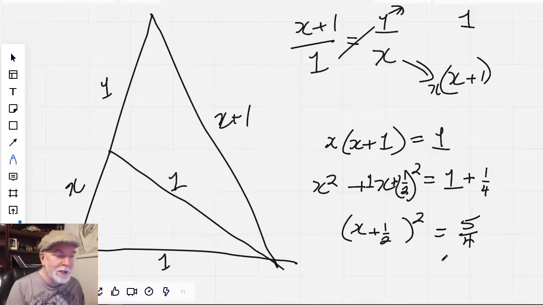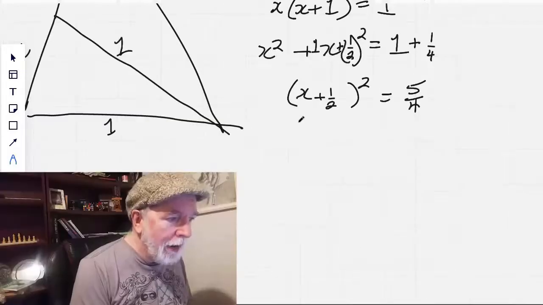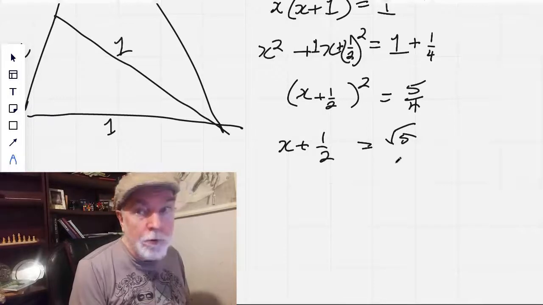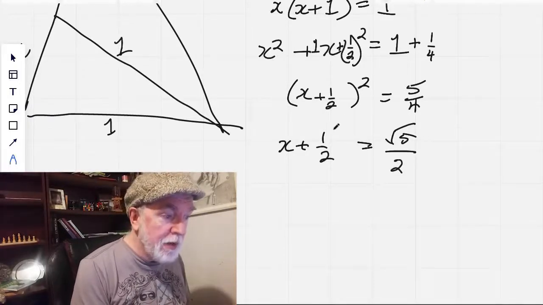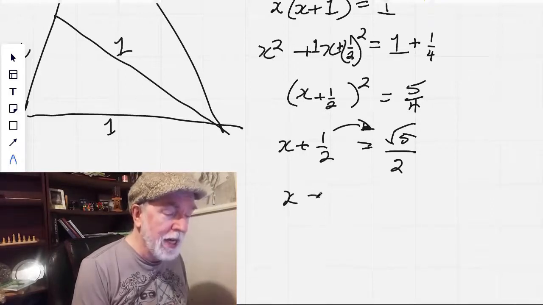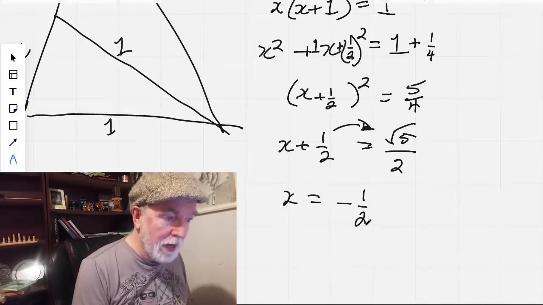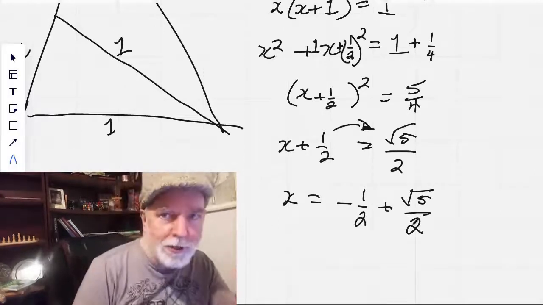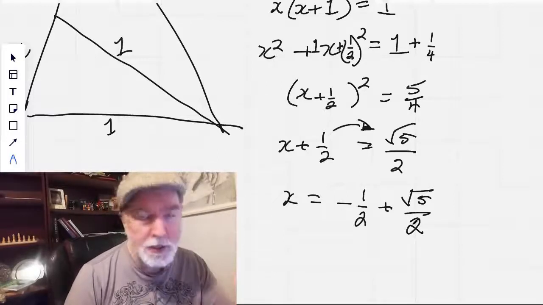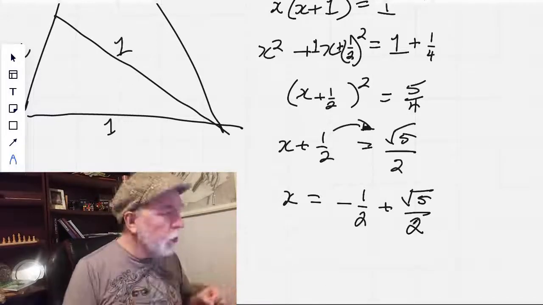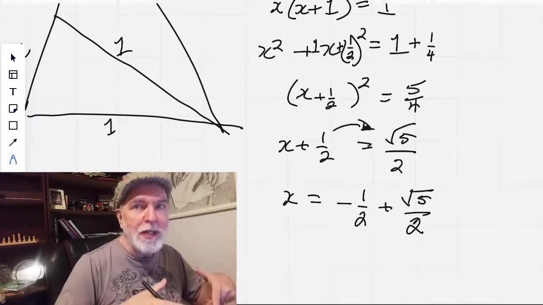And now we'll square rootify this. X plus 1/2 equals the square root of 5 over the square root of 4, which is 2. And let's bring that 2 over to this side. And finally we have x equals negative 1/2 plus square root of 5 over 2. Now the solution to the quadratic also includes minus the square root of 5 over 2, but that would give us a negative number. We're just going to take the positive solution because that's the one that helps us with this.